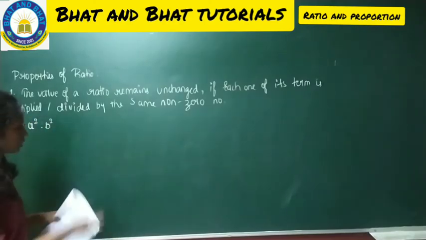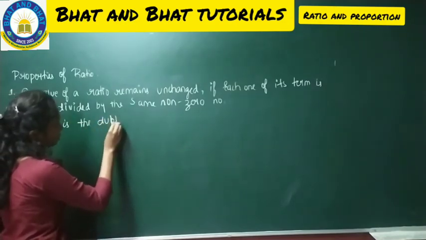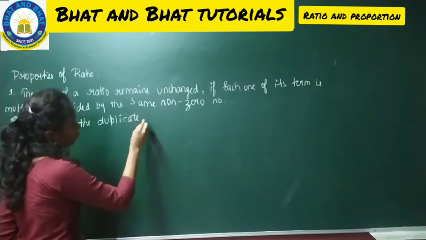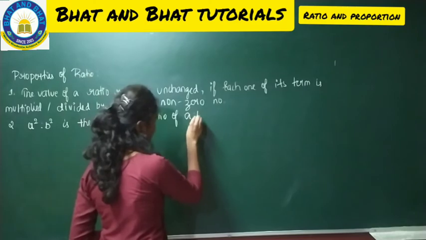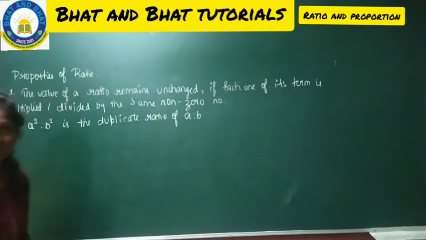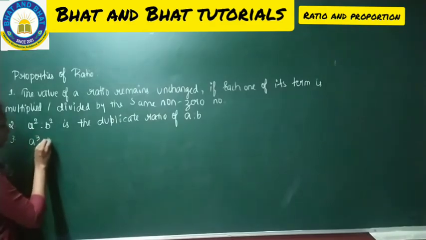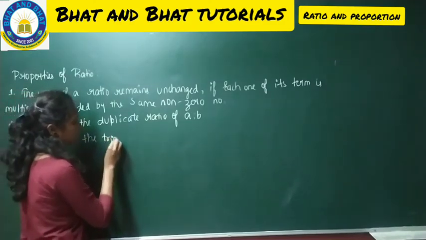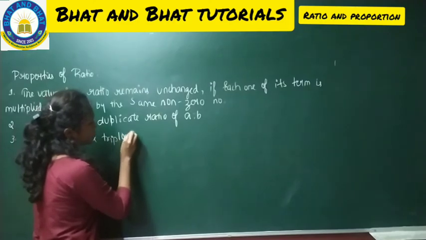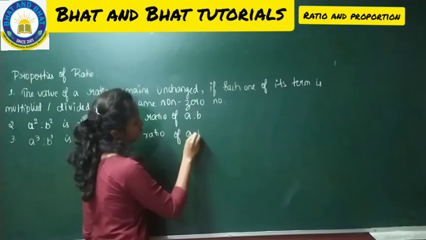Is the duplicate ratio of A is to B. That means A is to B can be written as A square is to B square. Third one, A cube is to B cube is the triplicate ratio of A is to B.